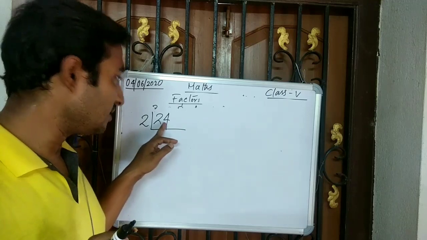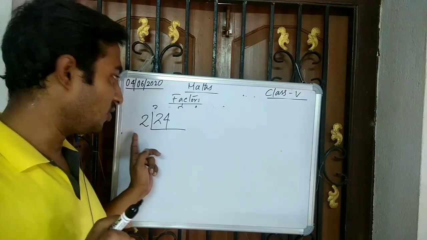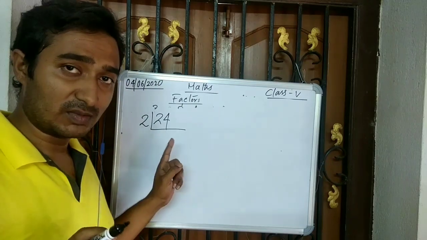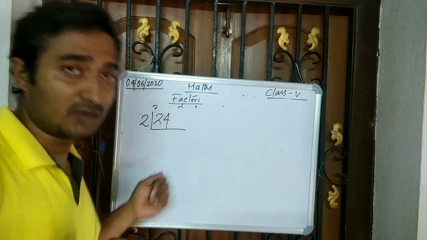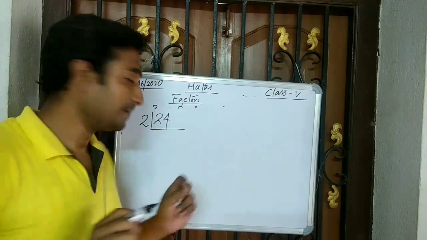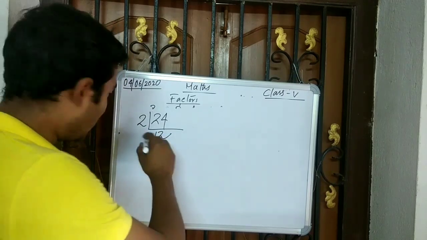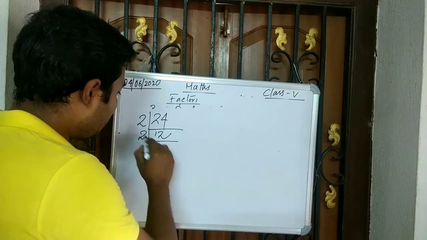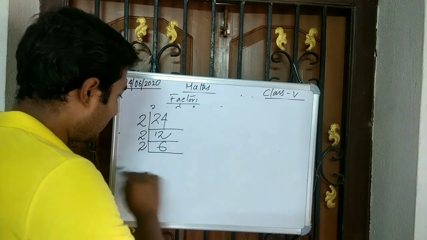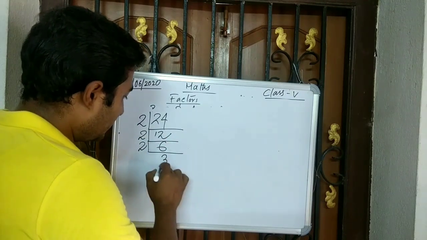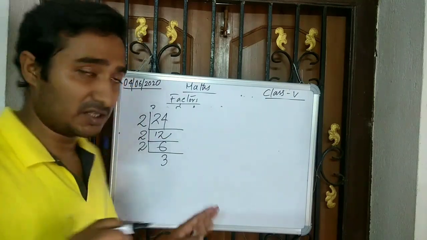As long as the number is divisible by the smallest number, we have to continue with the smallest number. We cannot jump to a higher number. That's why it is called prime factorization. We have to divide by prime numbers only. So by 2 it is divisible, and we get 12. Again by 2 it is divisible, and we get 6. Again we can divide it, and we get 3. So our division is completed. No more division is possible here.